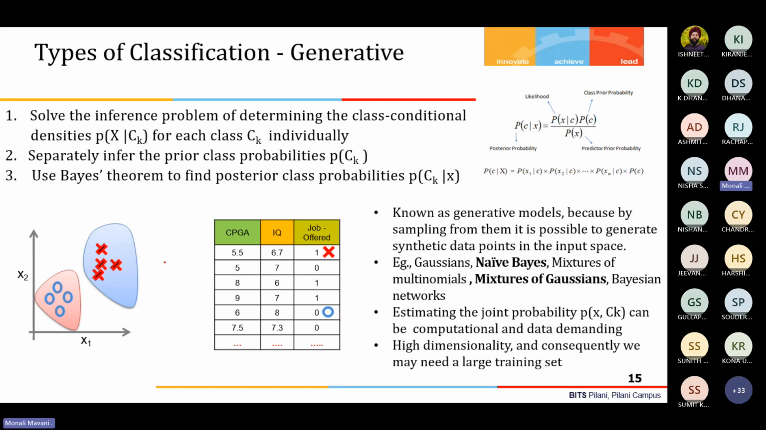What are the generative models? Say, for example, there are algorithms which give us the posterior probability, like Gaussian, naive-Bayes, mixture of multinomials, mixture of Gaussians, Bayesian networks. These all are the algorithms which give us the posterior probability. In your syllabus, we will cover naive-Bayes as well as mixture of Gaussians. Naive-Bayes uses the Bayes algorithm plus certain additional features, some modification to the Bayes, or I can say some assumptions, but it uses this Bayes rule, which gives us a posterior probability.